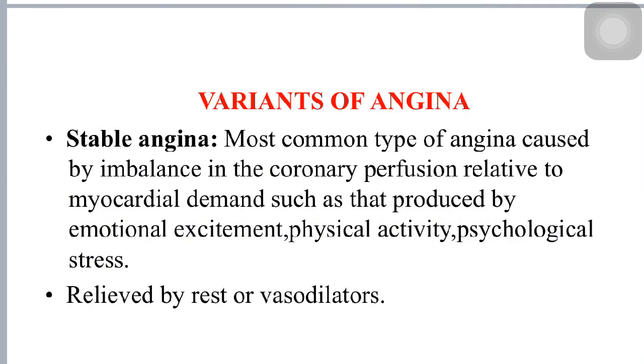And next, moving on to variants of angina. There are three variants of angina. The first one is stable, next is unstable, and finally Prinzmetal angina. First, we will see what is stable angina. This is the most common type of angina caused by imbalance in the coronary perfusion relative to myocardial demand, such as that produced by emotional excitement, physical activity, and psychological stress. Usually, this is relieved by rest or vasodilators.